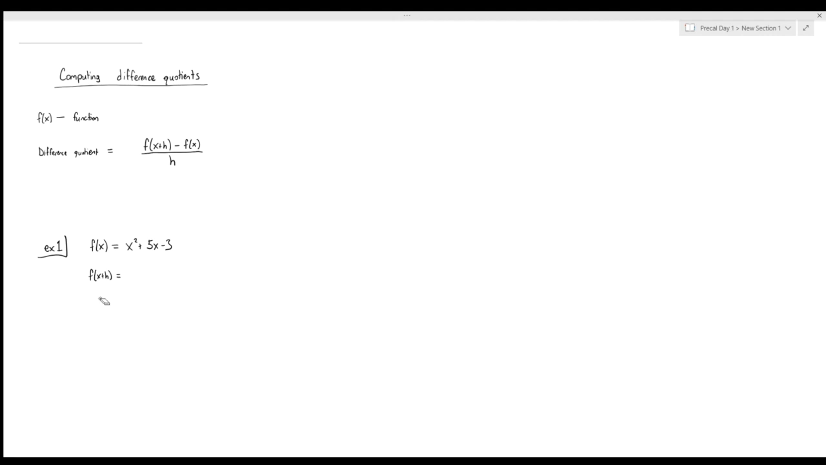So in order to get f of x plus h, to evaluate this, what you do is you replace each x with an x plus h in the formula here. So if f of x was x squared plus 5x minus 3, f of x plus h would be x plus h squared, and then plus 5 times x plus h, and then minus 3, okay?